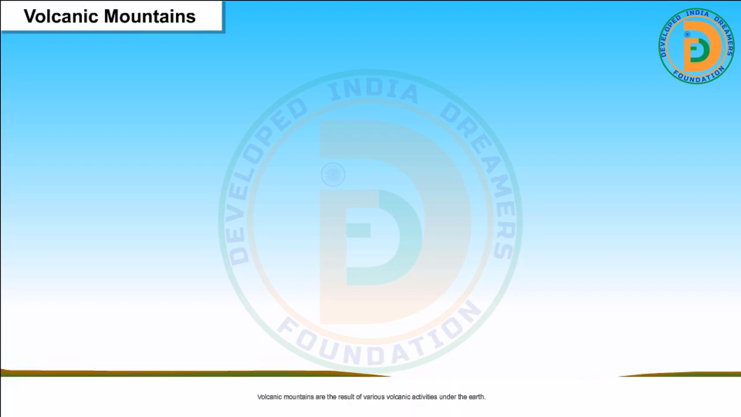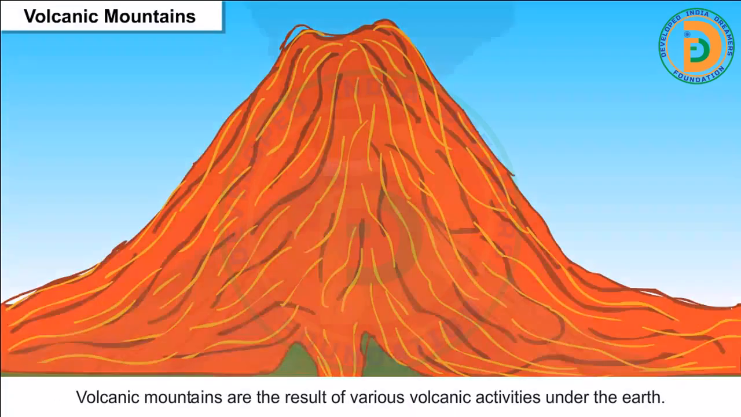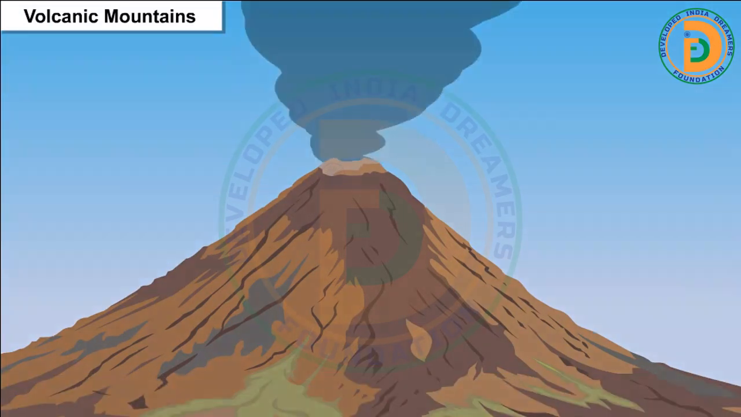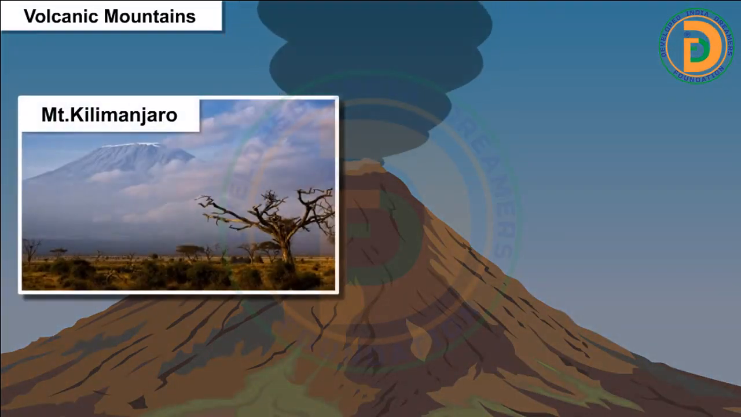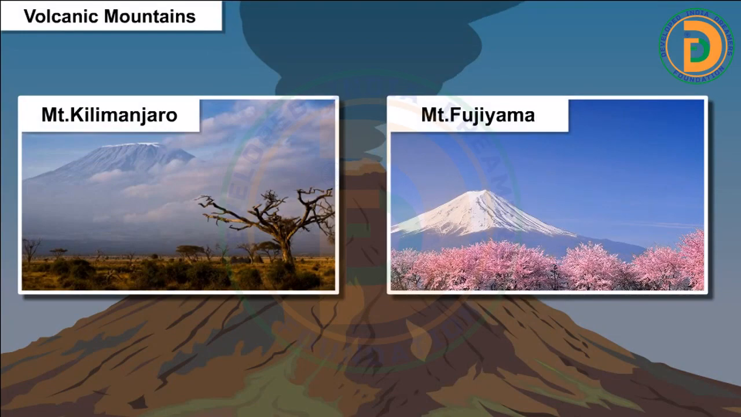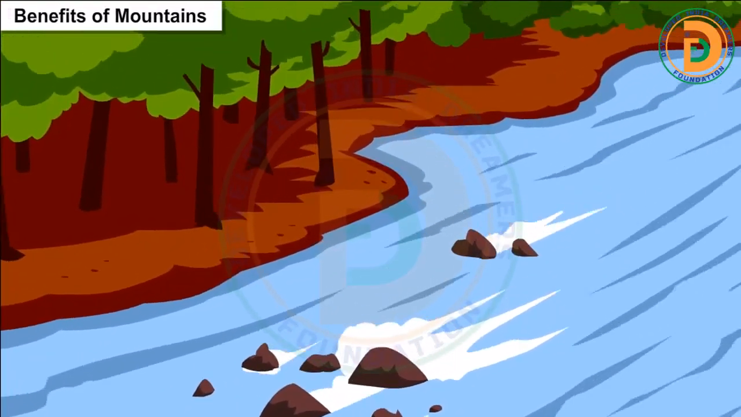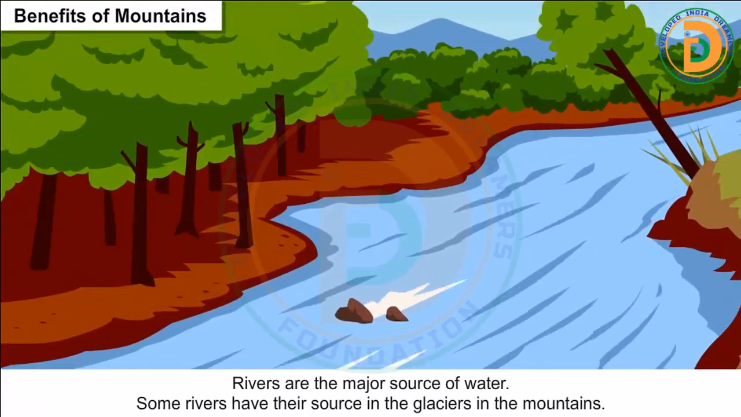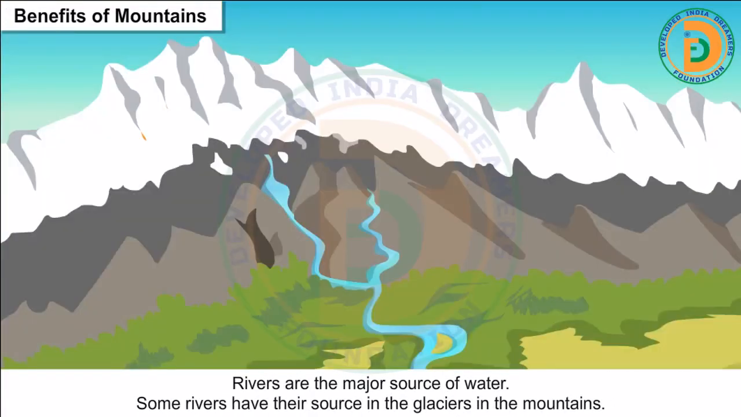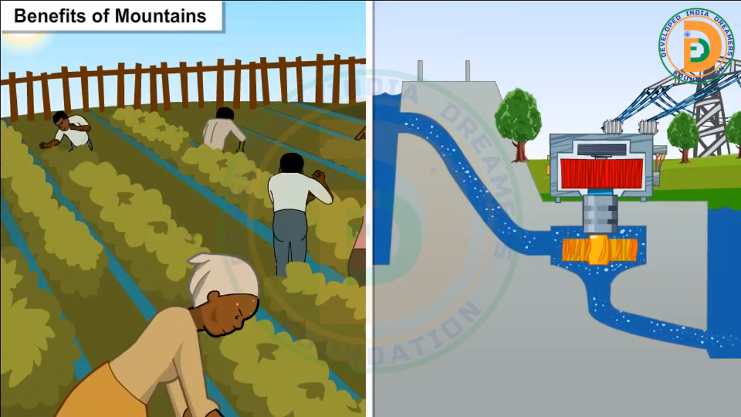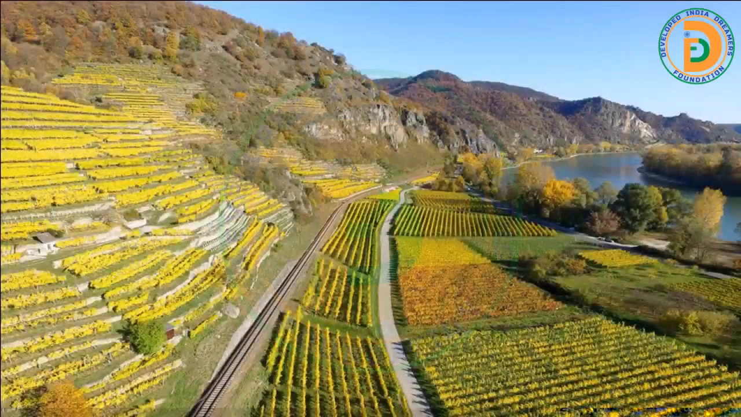Volcanic mountains. Volcanic mountains are the result of various volcanic activities under the earth. Example, Mount Kilimanjaro in Africa and Mount Fujiyama in Japan. Benefits of mountains. Rivers are the major source of water. Some rivers have their source in the glaciers in the mountains. This water is used for irrigation and production of hydroelectricity.